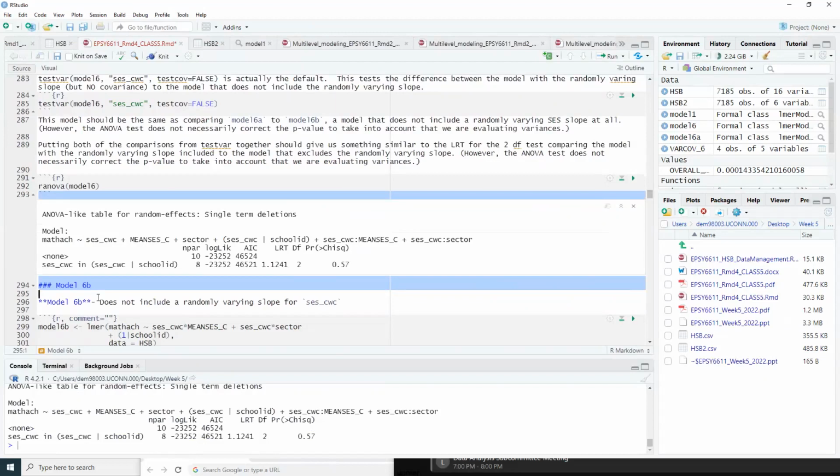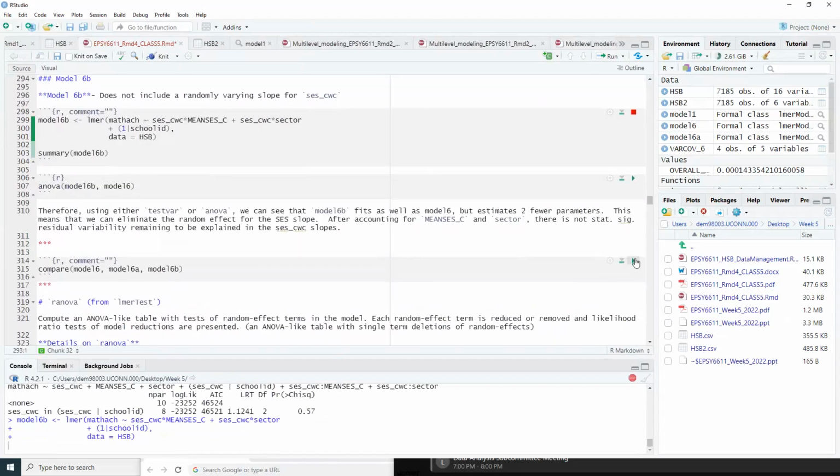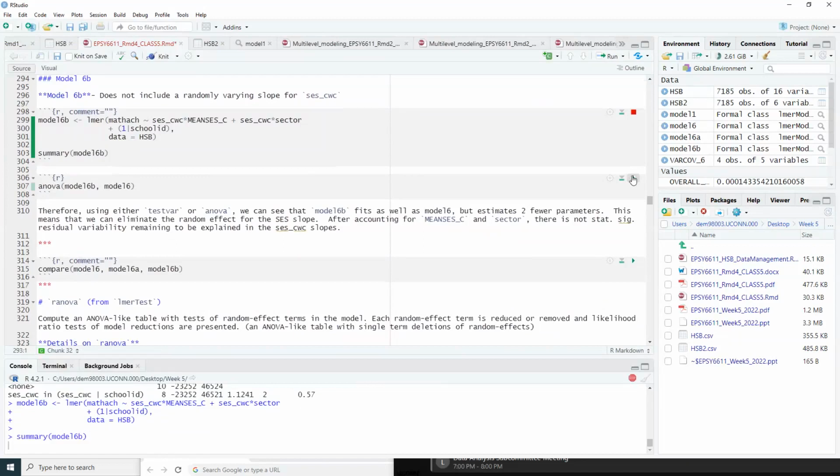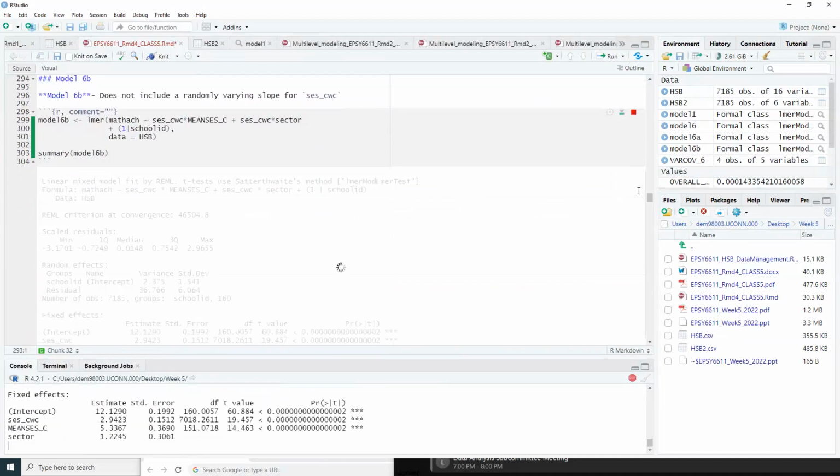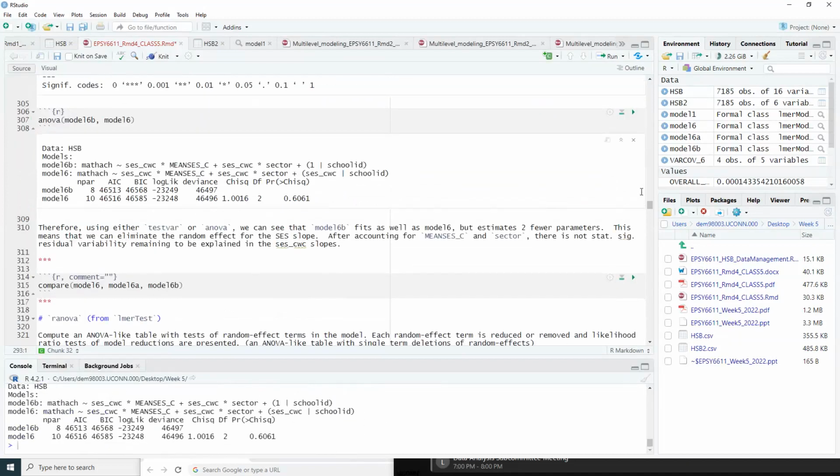I could also do it the long way. I could say, let's run model 6B. And then I could run the ANOVA between model 6 and model 6B. Okay, here we go. So here's the ANOVA that compares model 6 to 6B. You can see this looks very similar to the RENOVA on model 6, in the sense that it's still comparing a model with 10 parameters to a model with 8 parameters. The numbers are a little different here because this ANOVA is using FIML, not REML.